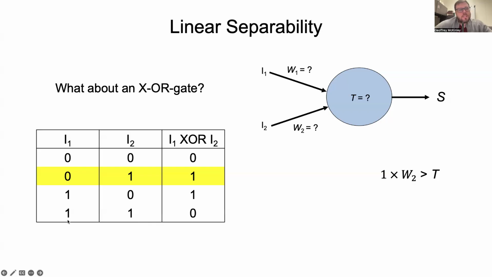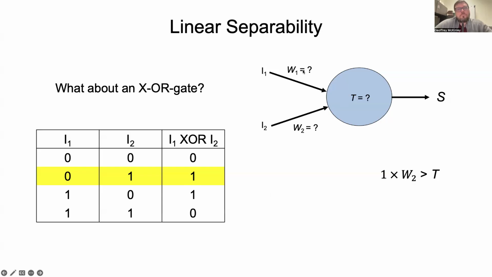But here's the key. If both inputs are one or true, then the function should output a zero. It should be false. And the question is, how do we get a single layer to do this? And the spoiler is you can't. I'm going to show you why.